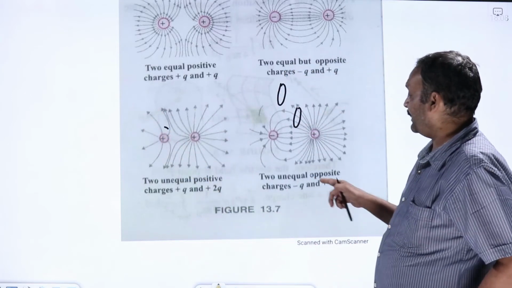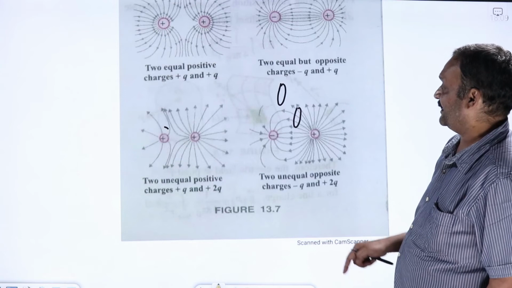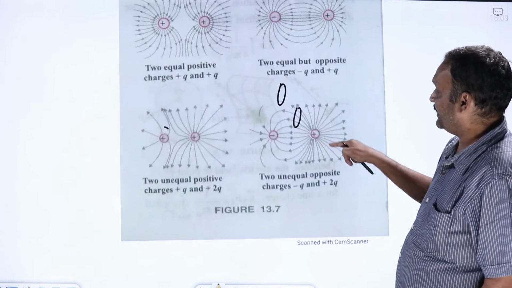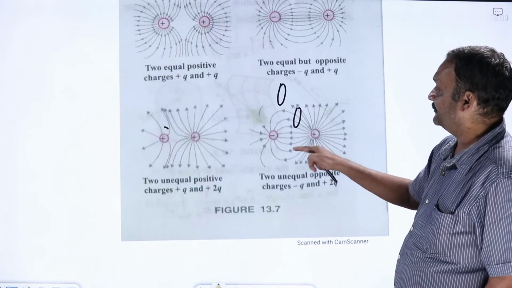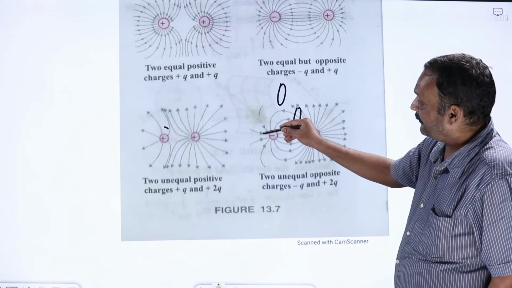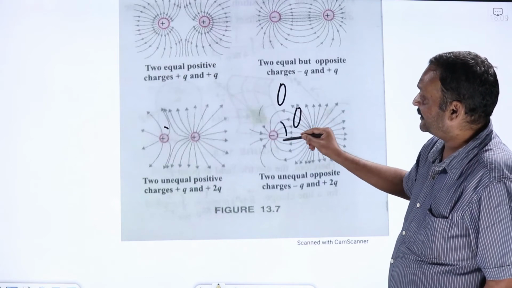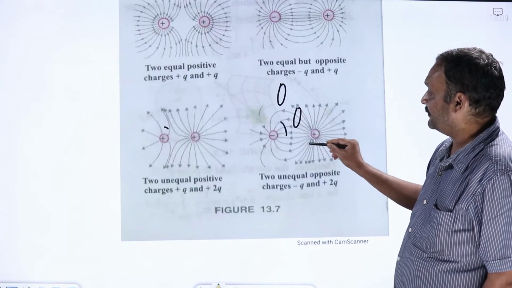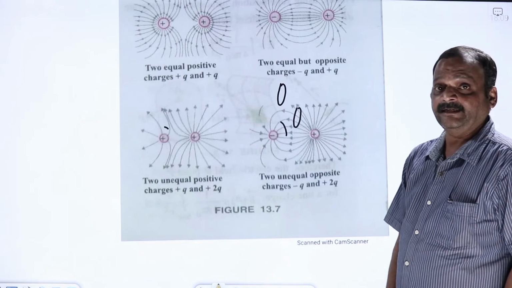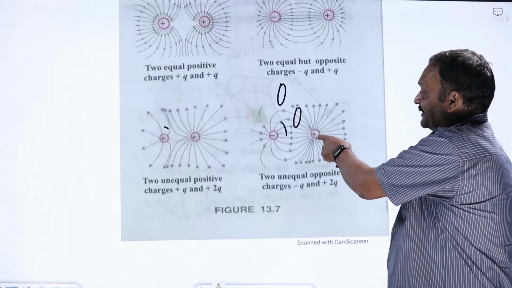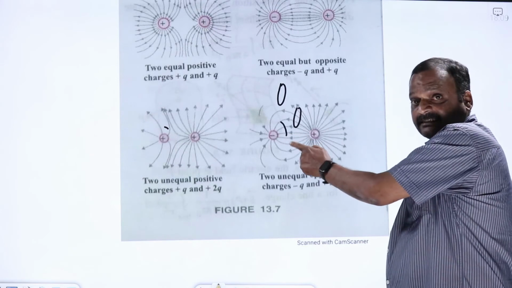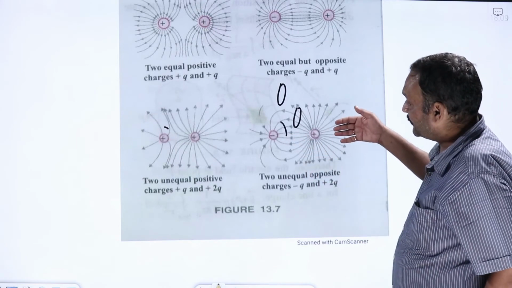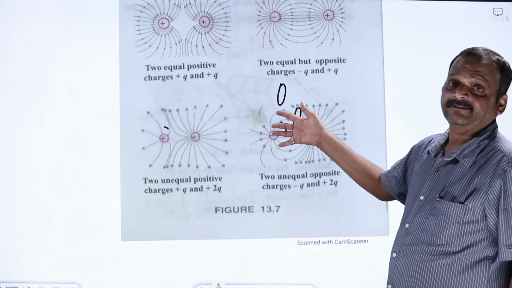And if two unequal opposite charges are present, plus 2q and minus q, see that the number of lines of force ending on the negative charge is less, and the number of lines of force emanating from the positive charge is more. That means the positive charge has more magnitude and the negative charge has lesser magnitude, but lines of force go from the positive charge to the negative charge.